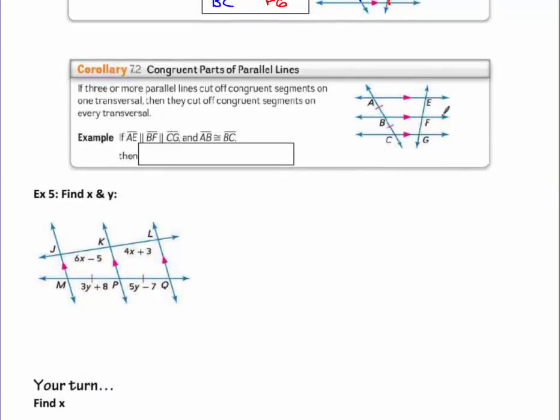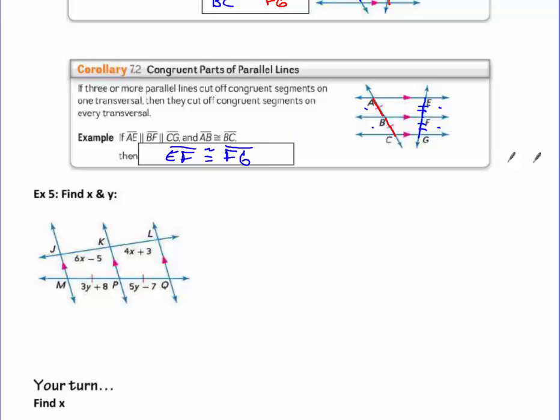Another kind of interesting thing that comes from that is when you have 3 parallel lines that cut over 2 transversals, if the 2 pieces it creates on this side are equal to each other, then the 2 pieces it creates on this side will be equal to each other also. So if AE is parallel to BF, and BF is parallel to CG, and AB is congruent to BC, then EF is congruent to FG. Okay?